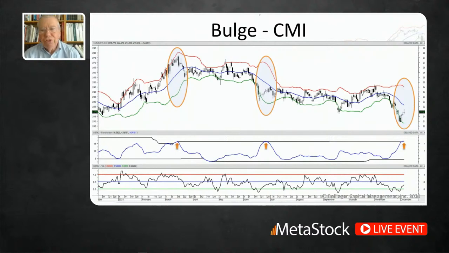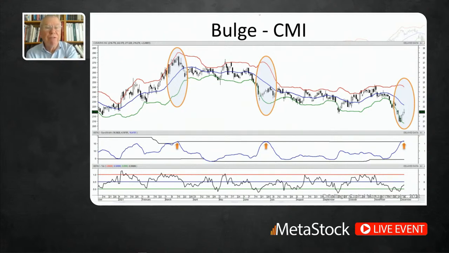A couple more bulge examples. This one in CMI, marking the end of an advance over here, marking the end of a decline over here, and marking the end of another decline over here. So bandwidth, very useful, both for finding opportunities and warning you about potential places where the trend in play can possibly end. Now, you should be careful here, because often when you get a bulge, you'll just enter a period of consolidation, not a decline.